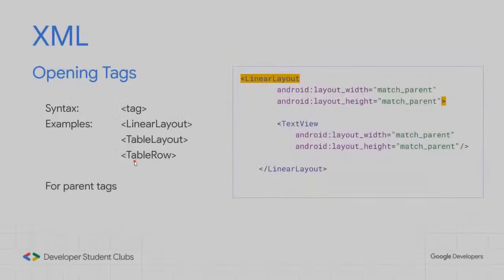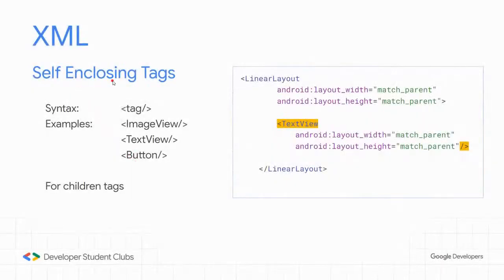Now let's go into the second type, called the self-enclosing or self-closing tags. Use this for children tags, for things like image view, text view, button. A text view cannot have any children. It is not meant to. The text view is just the most fundamental view in a way. You can't have children of it. So a self-closing tag also starts with the less than sign and greater than sign, but it ends with a forward slash. That's the only difference.